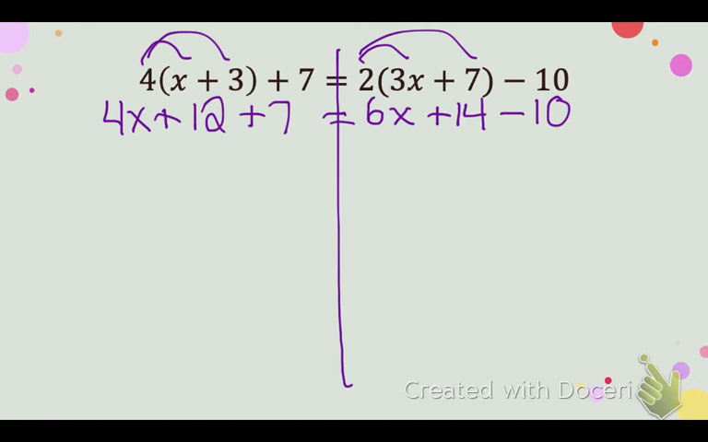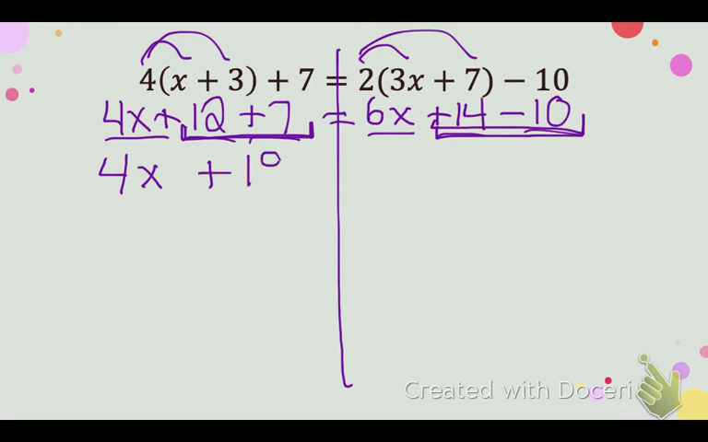Step 2 is to combine like terms. Again, I have 3 different things on both sides, so I know that I have too many things and there are like terms. So 12 and 7 are like terms because they're both numbers without a variable, and 14 and 10 are like terms because they're both numbers without a variable. So 4x plus 19 is equal to 6x plus 4.